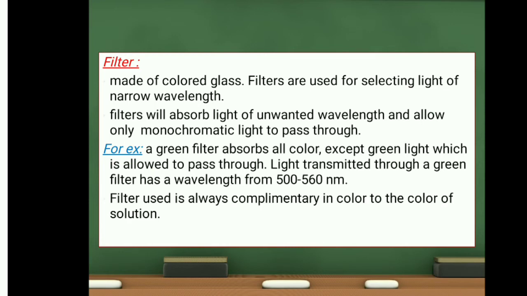Next we have filters made up of color glasses. Filters are used for selecting light of narrow wavelength. Filters will absorb light of unwanted wavelength and allow only monochromatic light to pass through. For example, a green filter absorbs all color except green light, which is allowed to pass through. Light transmitted through a green filter has a wavelength from 500 to 560 nanometer.